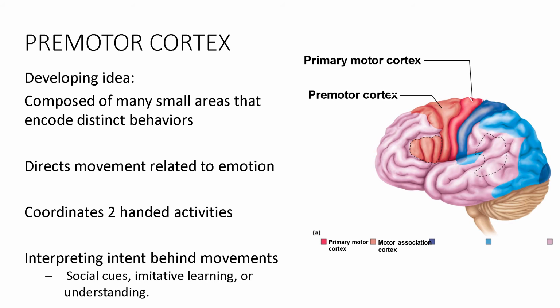neuroscientists think that the premotor cortex probably has lots of small areas that encode different behaviors, directs movement in relation to emotion, coordinates two-handed activities, and another thing is that it's thought that this area helps to interpret intent behind movements, like social clues, could also be involved in imitative learning or understanding.